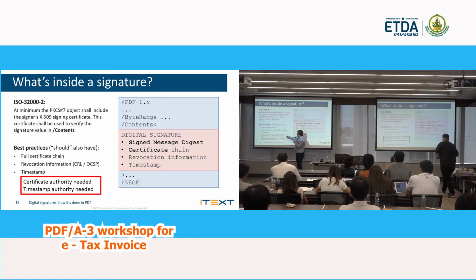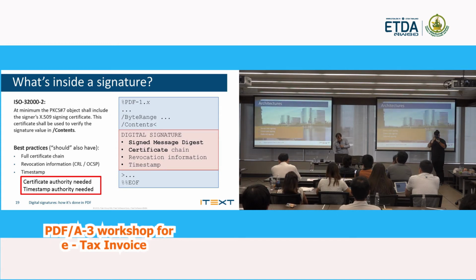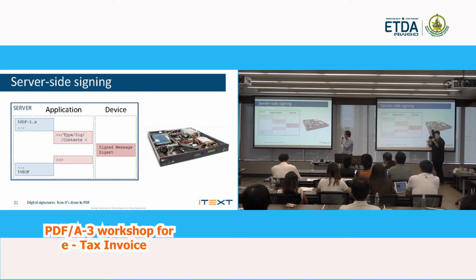But there are some downsides. You need a certificate authority, and that can be expensive because they charge money for giving you a certificate, and you may need a timestamp authority, and that's also expensive. So let's look at some architectures.